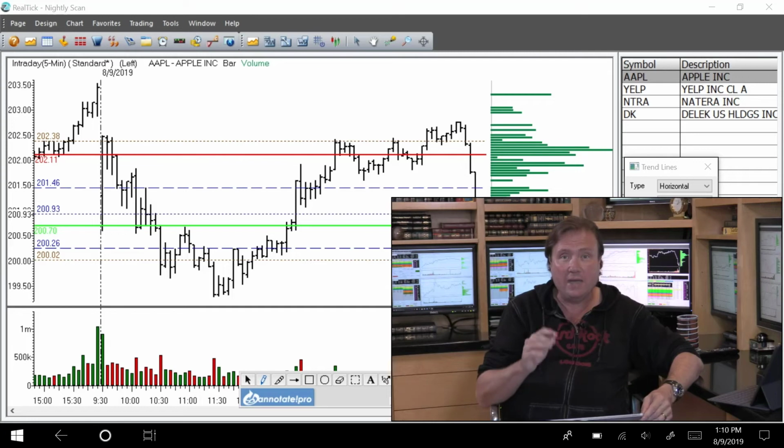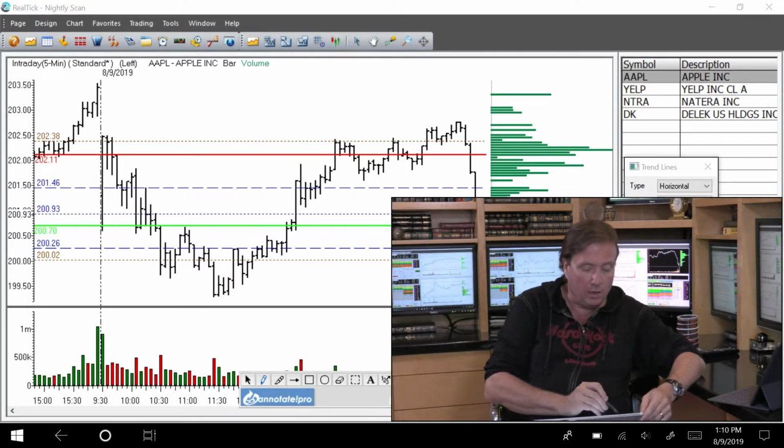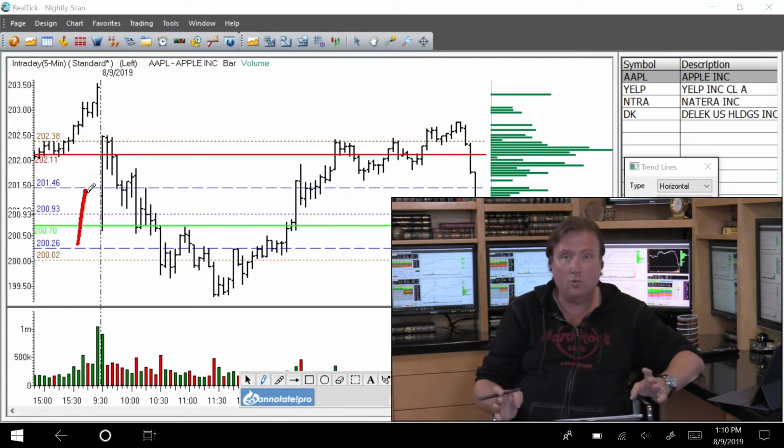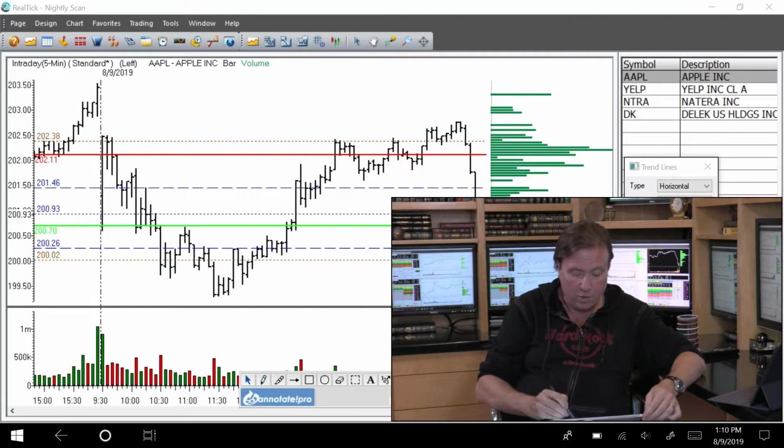First one on the list this morning, Apple. Apple's always my opening trade. I'm always looking to see if there's an opportunity for a scalp right in the morning on this stock. There was, of course. We had a lower band 200.26 up to 201.46 that defined the entire range based on what had happened in the pre-market.